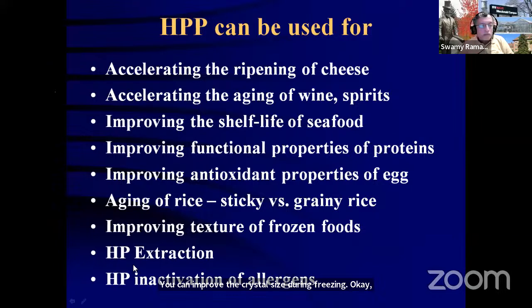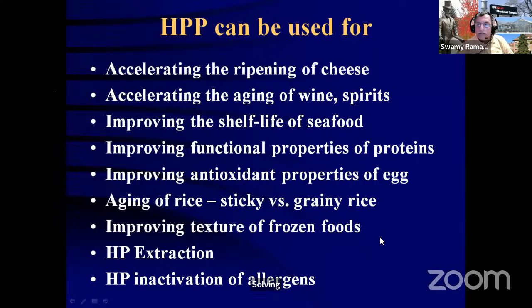You can use it for extraction of value-added components from waste, for example, shrimp waste. You can extract astaxanthin, and again it's much more efficient than conventional solvent extraction. So you can do many things.